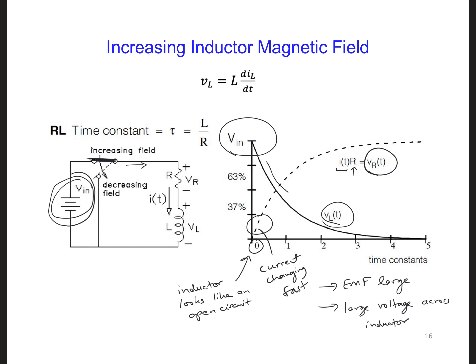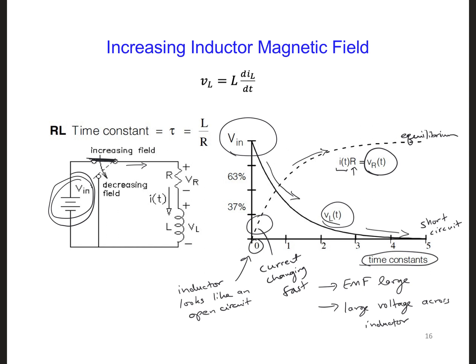But over time, as the current moves, the current is not changing as fast anymore. The charges are not migrating as much and not as energetic. So that current starts to reach an equilibrium. It's hardly changing at all anymore once you get out. This is versus time constants. And the voltage then also goes down to 0. So at this point, if the voltage is 0, in a long time, the inductor looks like a short circuit.